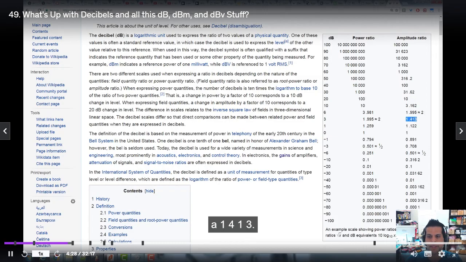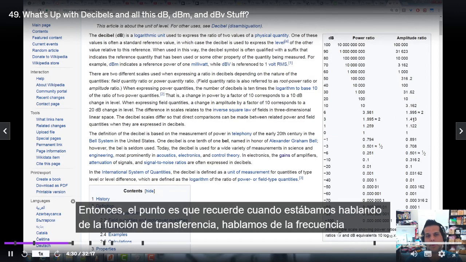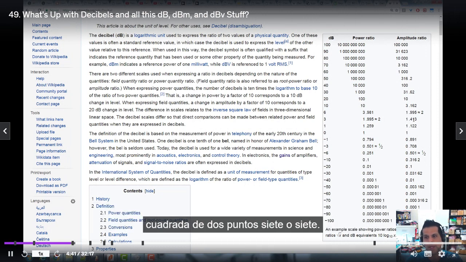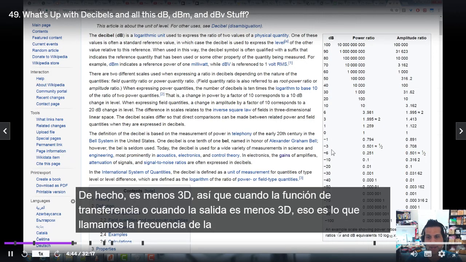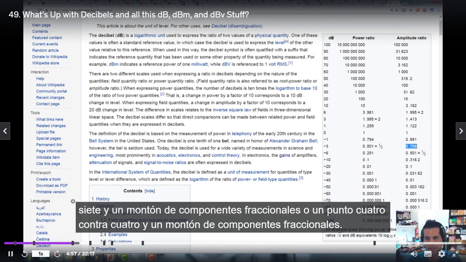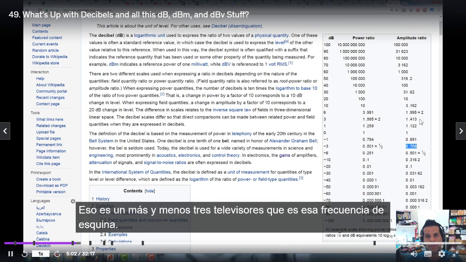To 1.413. So the point is that remember when we were talking about the transfer function, we talked about the cutoff frequency of the filter, and when the filter got down to 0.707, which was 1 over the square root of 2, that's 3 dB. In fact, it's minus 3 dB. So when the output is minus 3 dB, that's what we call the corner frequency, and that's where these numbers come in as 0.707 and a bunch of fractional components, or 1.414 and a bunch of fractional components. That's plus and minus 3 dB.